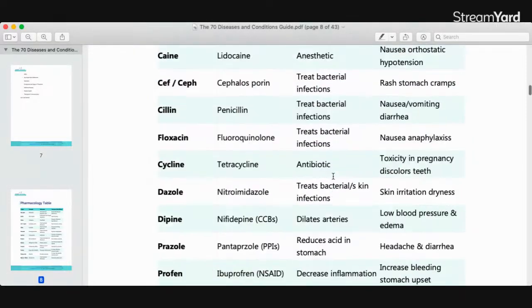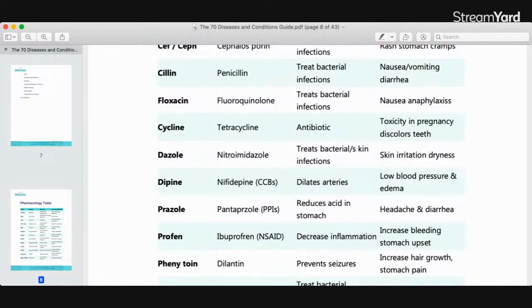Then we have cyclines. A common one, obviously, is tetracycline. Do you remember? Can you tell me what is a common side effect or problem with giving tetracycline? Or what's something that you need to ask the patient before they start taking it?